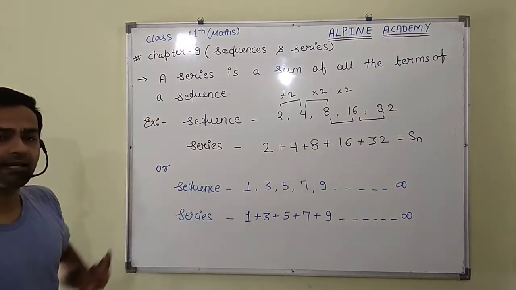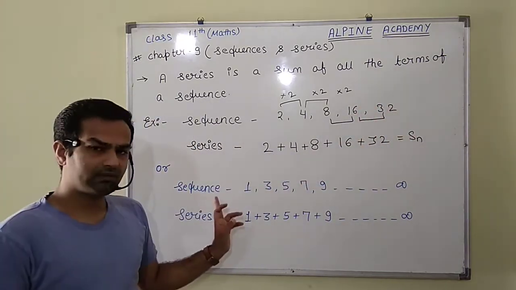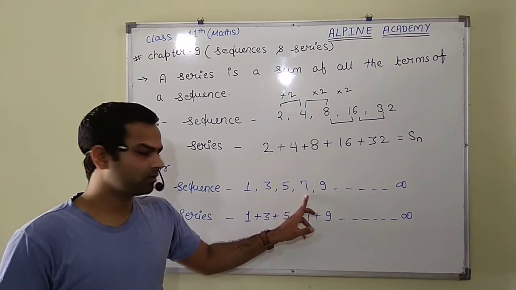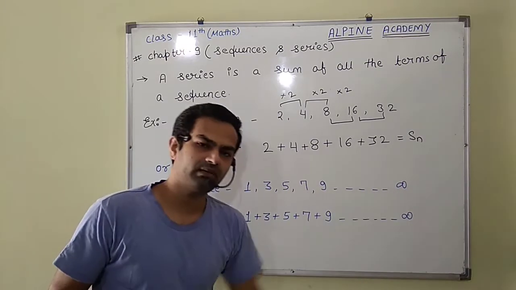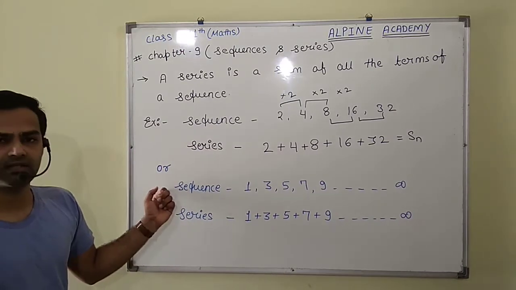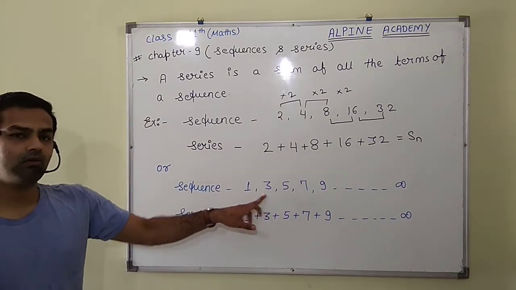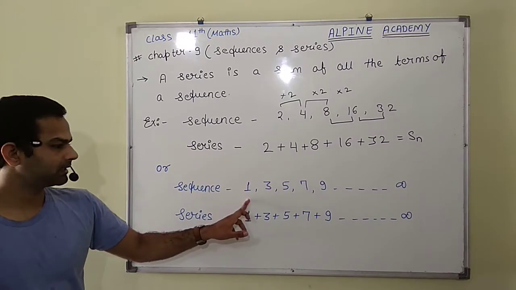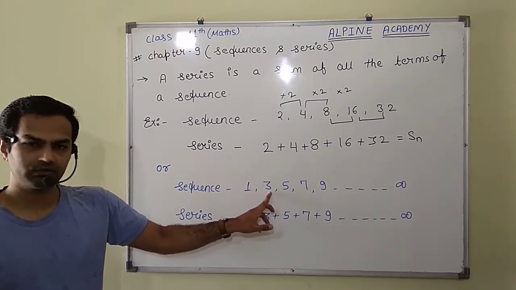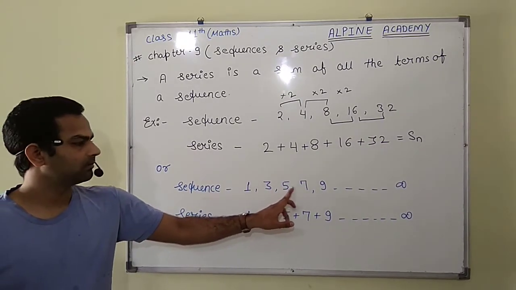Now in the second example, the sequence is 1, 3, 5, 7, 9 up to infinity. It means this is an infinite sequence with a rule of plus 2. ओके, यहाँ पर देखिए प्लस हो रहा है, 1 में +2 करा तो 3, +2 करा तो 5, +2 करा तो 7.